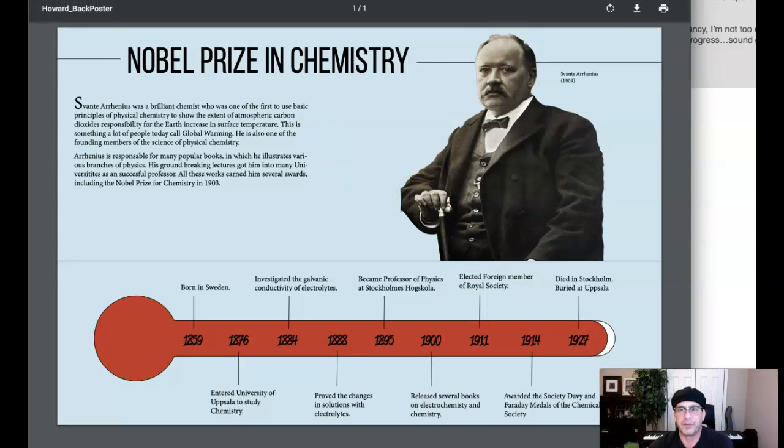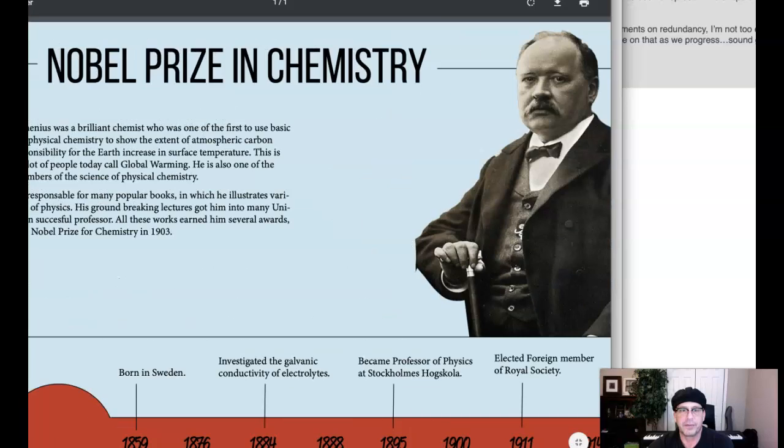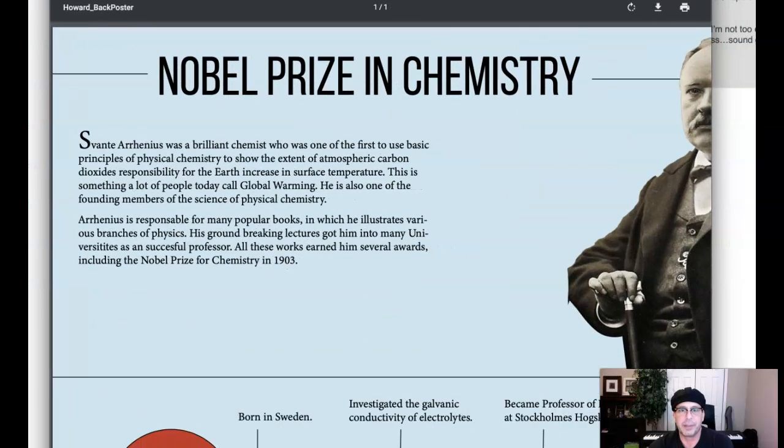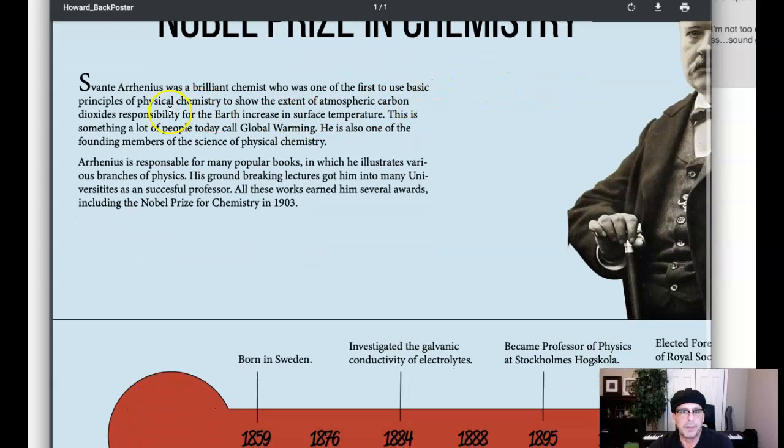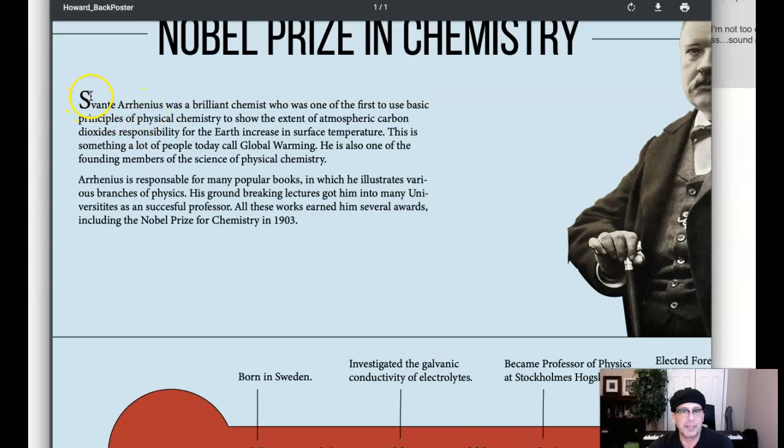So what I'm going to do is I'm going to zoom in. We're going to take a close look at your typography in the main body copy. Okay, Nobel Prize, looking pretty good. Looking at your kerning, by the way, I think you were looking pretty good there. Okay, S, drop cap. That should be a drop cap. I would recommend using a drop cap.